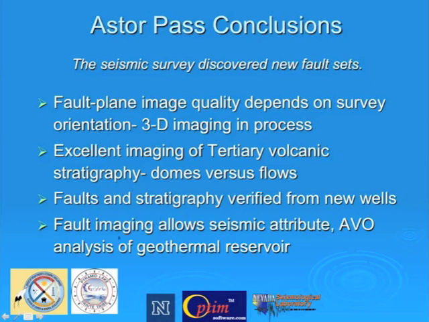And fault imaging, now that we've imaged these faults as direct seismic reflections, we can start thinking about analysis of geothermal reservoirs in the same way the oil industry thinks about analysis of oil reservoirs. We can use techniques such as seismic attributes and AVO, which is short for amplitude versus offset. These are all ways of analyzing reflections and trying to tie them into known stratigraphy and physical properties.